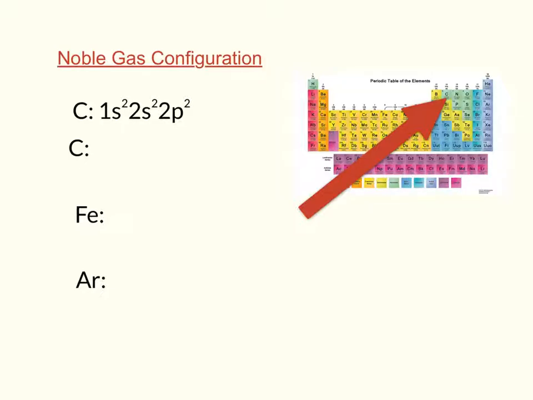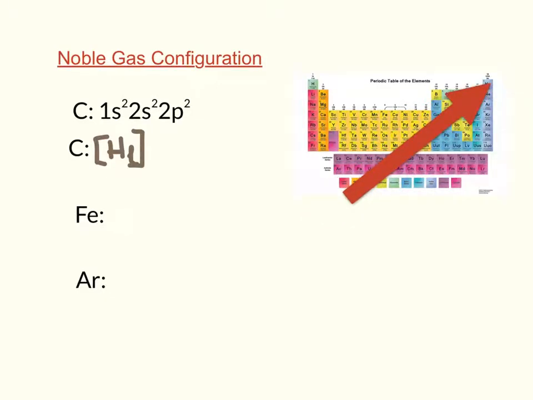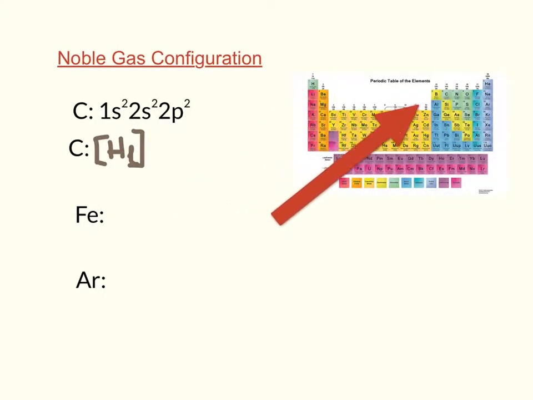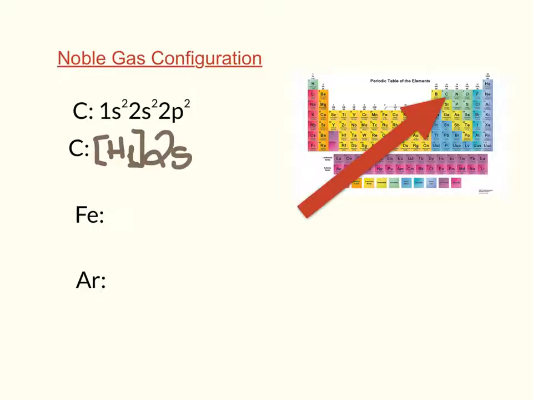Because the last noble gas that we passed was helium, I'm going to write He. Yes, that's an E. Leave me alone. And then I'm allowed to count from there. So He means I have the full configuration of He and everything before it, and I can just pick up starting with 2s2. So I've got He, and then it's going to be 2s2, 2p2. And that's my abbreviated one.